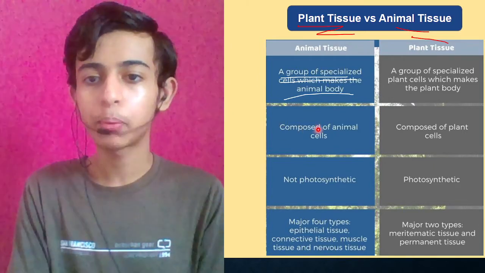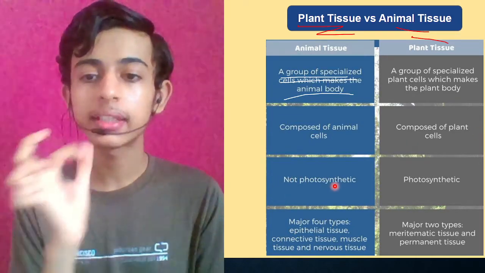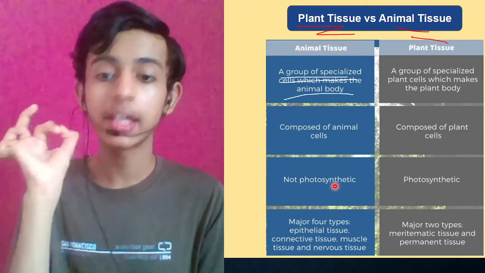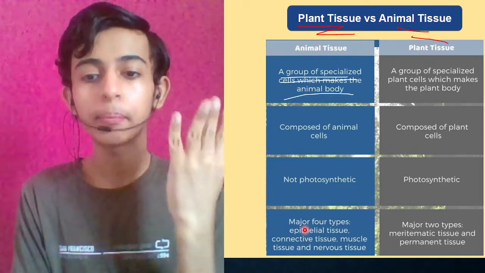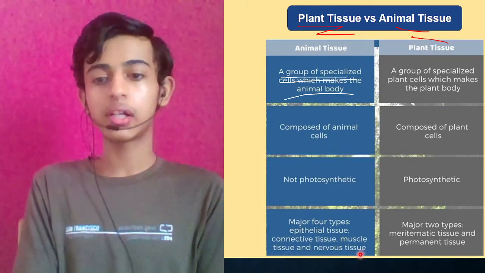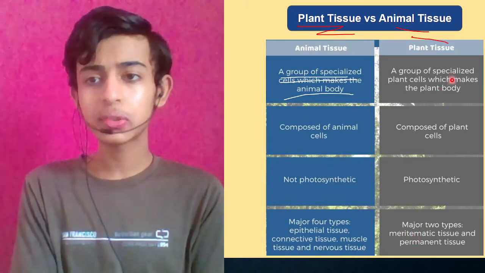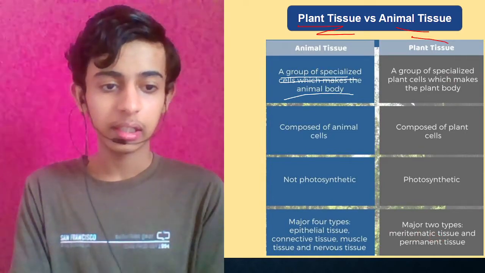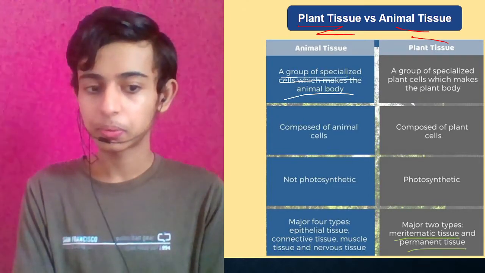Animals are composed of animal cells, plants are composed of plant cells. Animals are non-photosynthetic, meaning they cannot perform photosynthesis and cannot synthesize their own food, while plants are photosynthetic, they can synthesize. There are four major types of animal tissues: epithelial, connective, muscular tissue, and nervous tissue. And in plant tissue we have two major types, meristematic and permanent tissue, right?